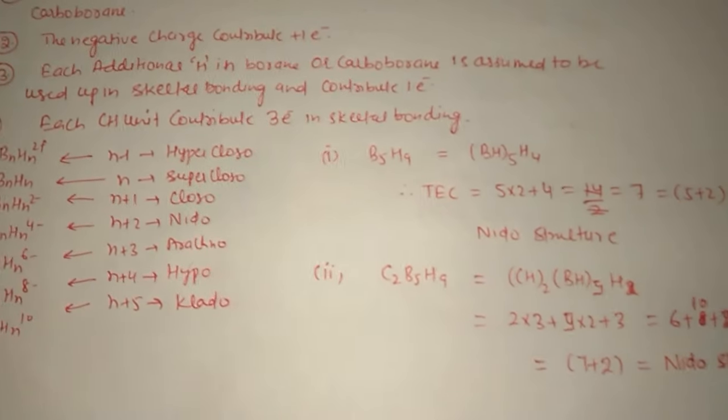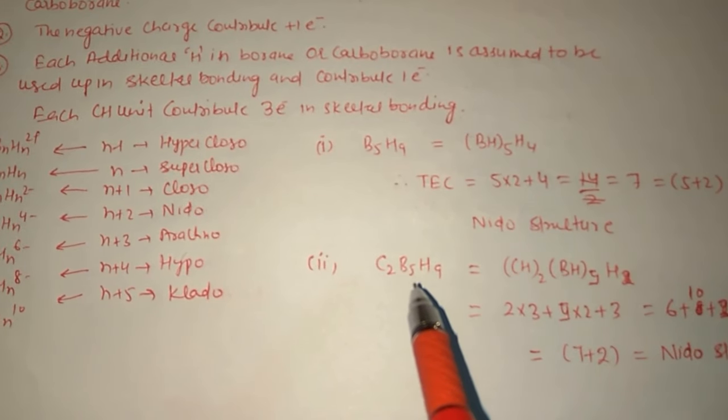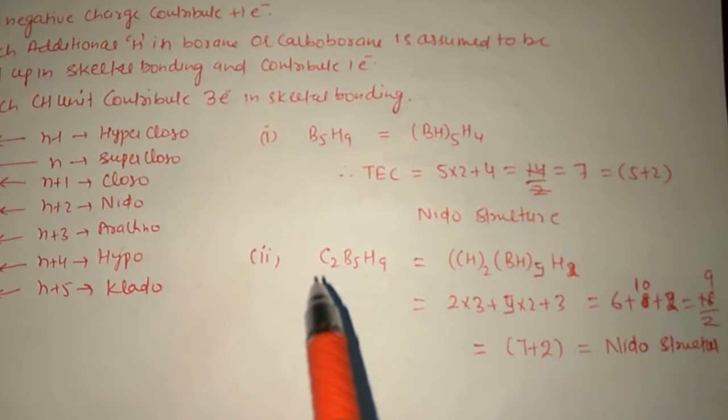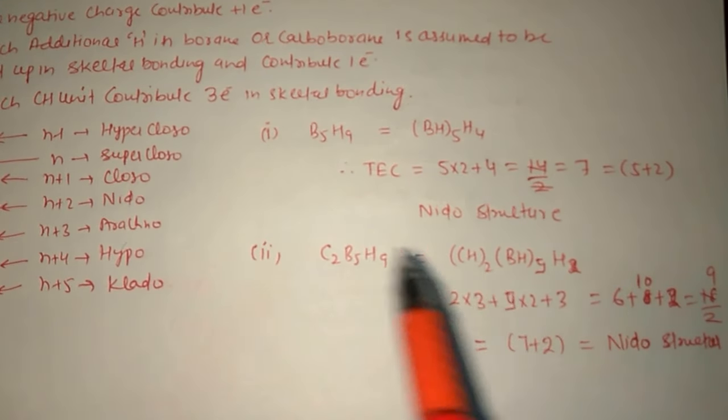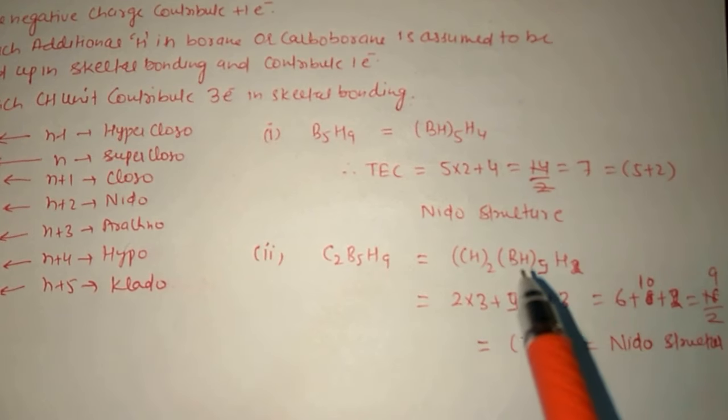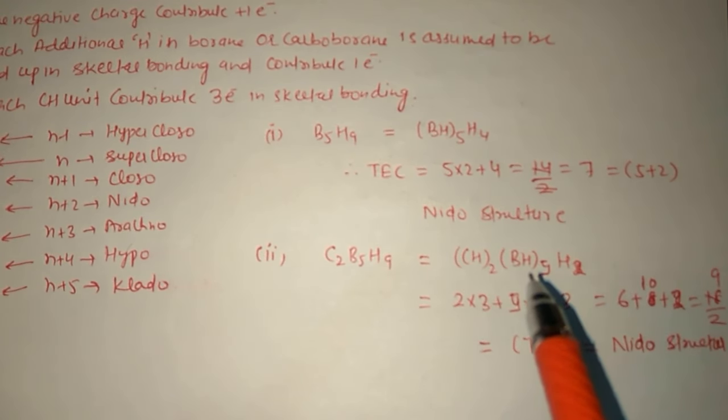So for example we have the formula C2B5H9. This can be written as CH. How many carbons are there? 2. So with these 2, hydrogens are attached. How many borons are there? That is 5. So with these 5, hydrogens are attached.